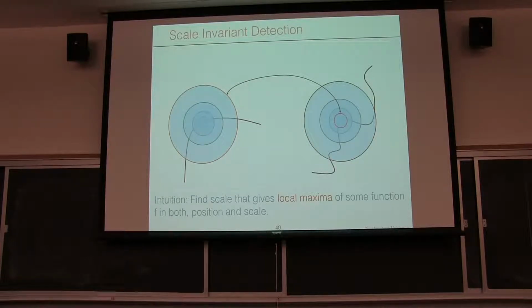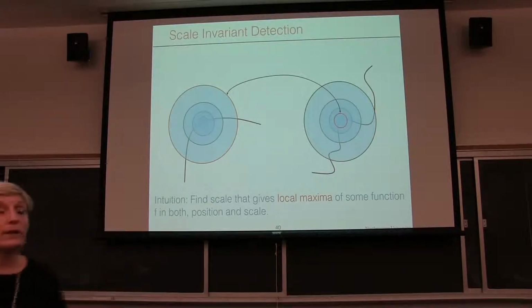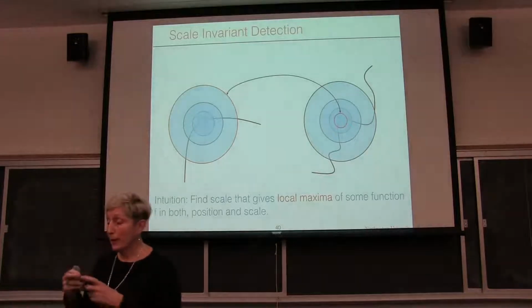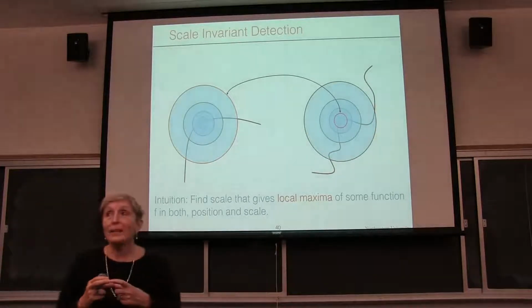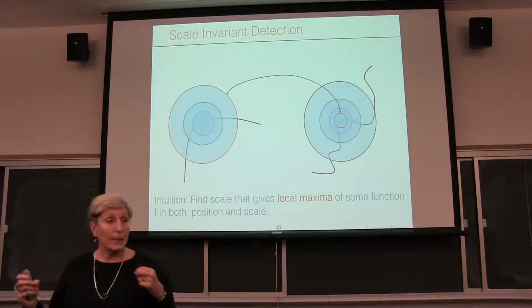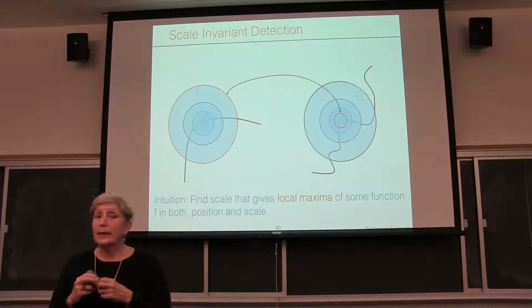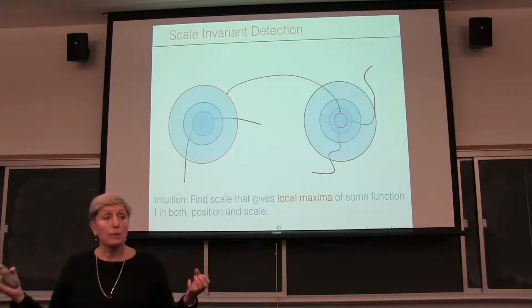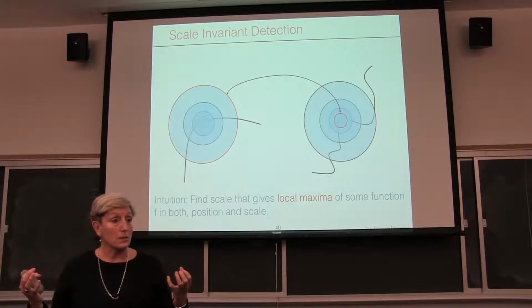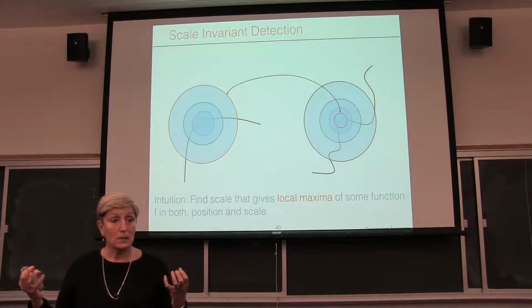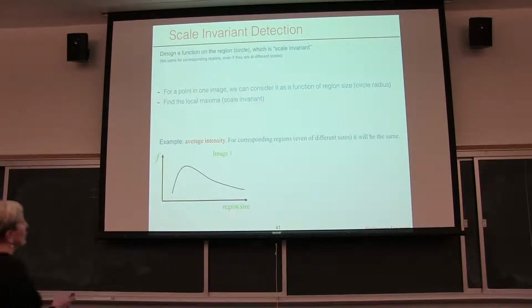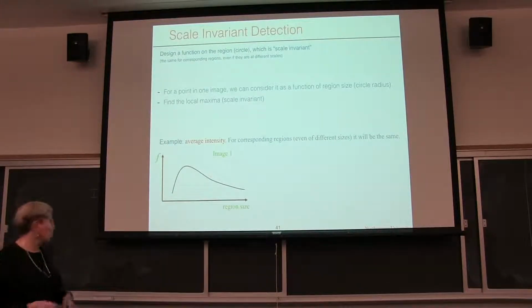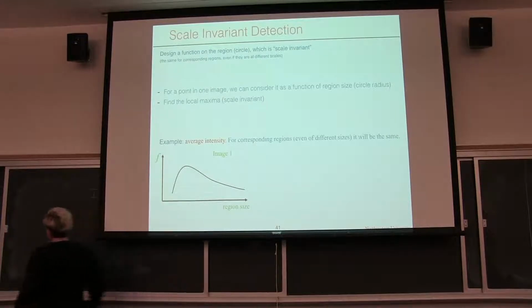Okay? For example, what if I take the average of the grayscale values in the neighborhood? If I have the right neighborhood at the right scale, you would expect that the gray values in those two neighborhoods, when I change the scale, will not change. Make sense? Okay, so let's say I take a point in my image. I have two images, right?